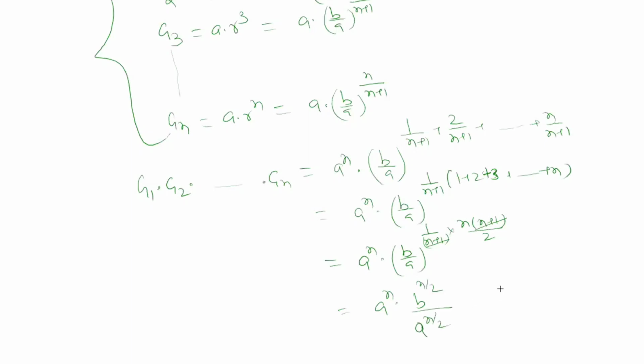And I can say that this is going to be a to the power n by 2 into b to the power n by 2. Or I can say this is nothing but root ab to the power n.